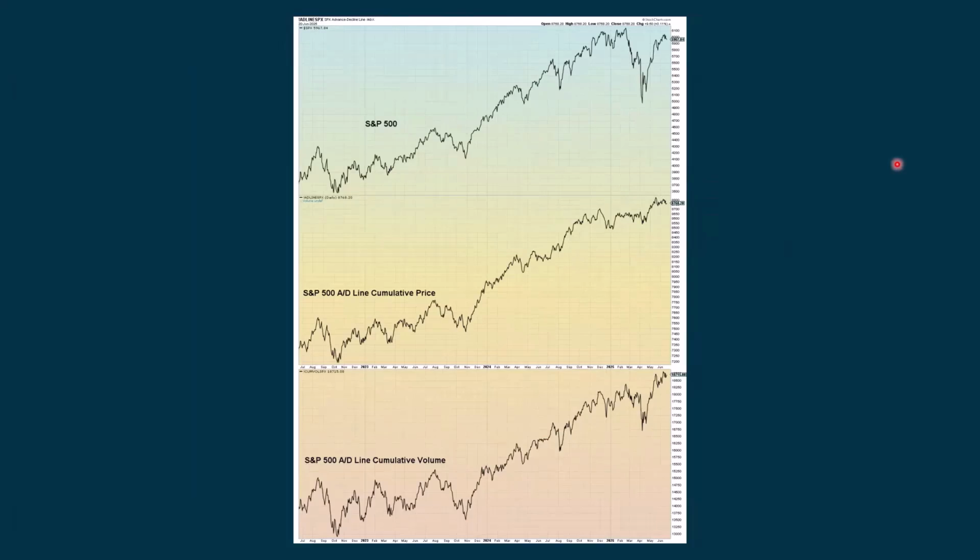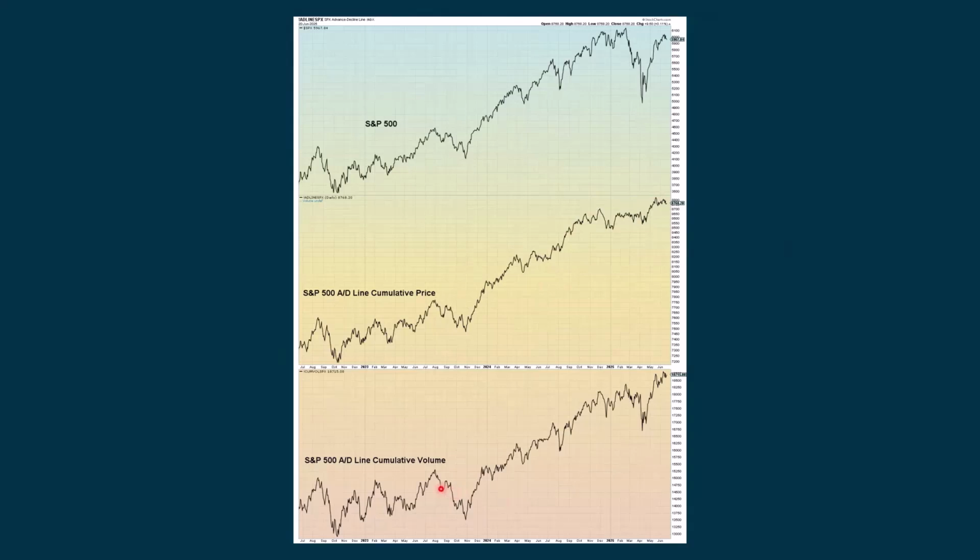And we look at advanced decline lines, and I haven't been showing them all that much because we're not getting an awful lot of insight right now as the S&P has not been trending. In the middle area here is a cumulative advanced decline line for the S&P based on price, and just kind of going sideways for the most part, seeing a little bit of recent weakness.